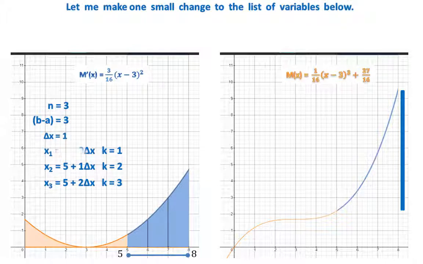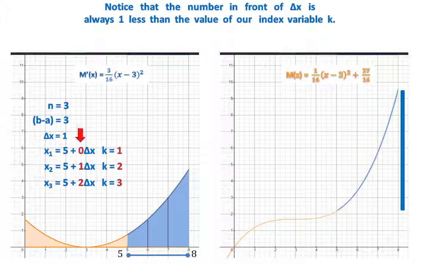Let me make one small change to the list of variables below. Notice that the number in front of delta x is always one less than the value of our index variable k.